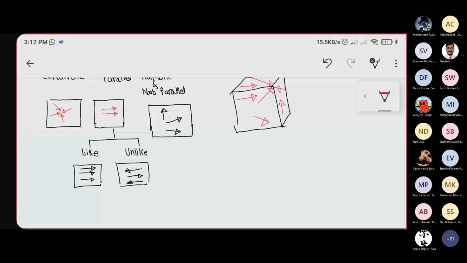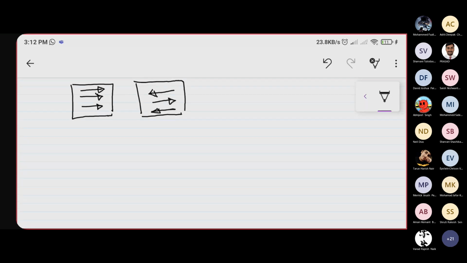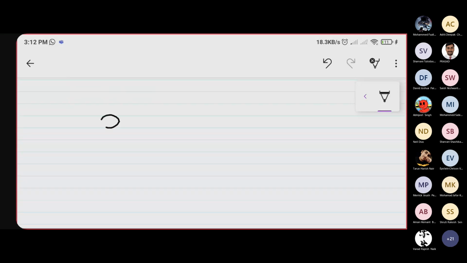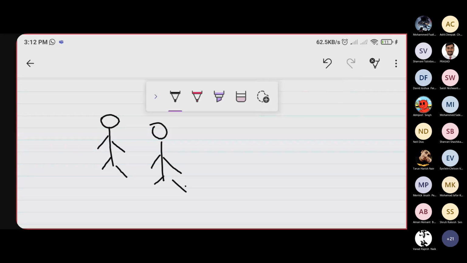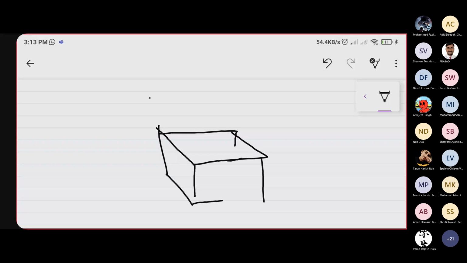Okay, so now we understood how the force system is classified. Now, what I have to do is, just imagine there is one big box, okay.